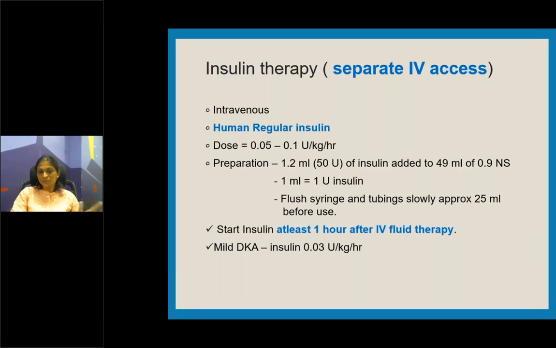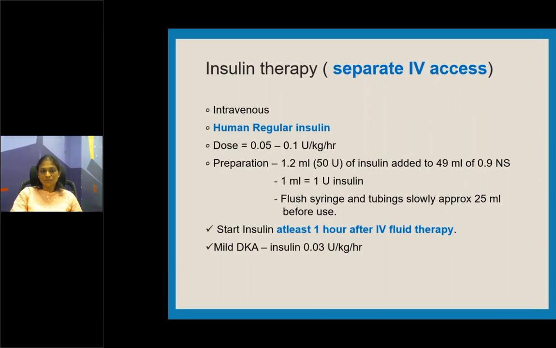Approximately 20 to 25 ml has to be flushed out because insulin has the property to stick to the plastic. So if we don't flush the syringe and tubing and connect it directly, when we start the infusion, insulin is not going to enter the system. It is just going to stick to the plastic, thereby resulting in no improvement in sugar or in ketoacidosis.